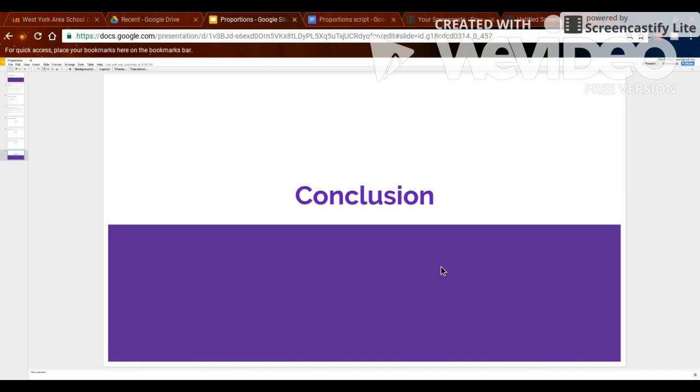That is all for now. The main idea is that you need to know how to do cross multiplication to do proportions.